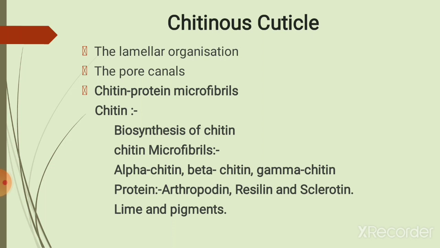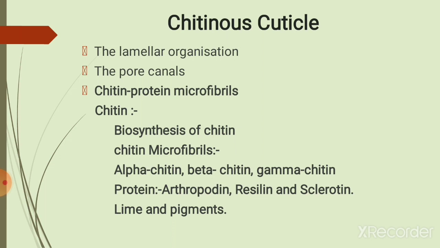Then the second chitin is beta chitin. It is rarely found in insect cuticle, mostly in the cocoons of some beetles. It consists of a monoclinic unit cell. Then the third one is gamma chitin. It is found in cocoons of some beetles and the peritrophic membrane of some insects.